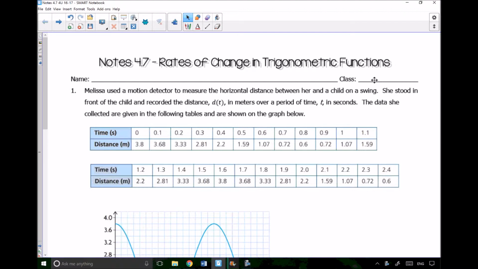It tells us that Melissa used a motion detector to measure the horizontal distance between her and a child on a swing. She stood in front of the child and recorded the distance, which is represented by d of t, in meters over a period of time t in seconds. The data she collected are given in the following tables and are shown in the graph below.